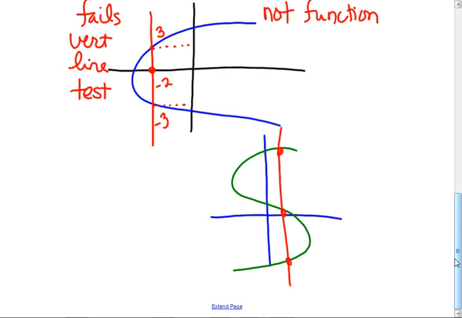Okay, ready to look at some examples? Yeah. It's a dollar sign, isn't it?